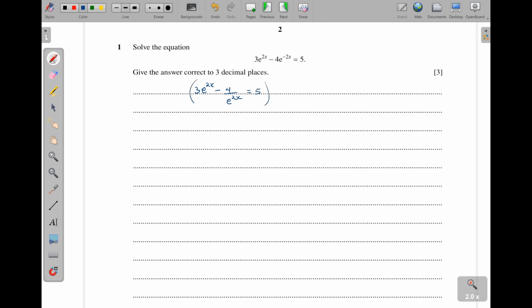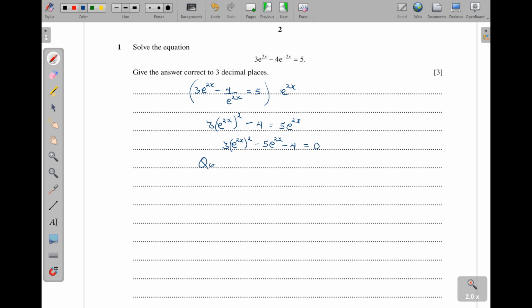Then I can multiply everywhere by e to the power of 2x such that I eliminate this denominator. So I'll get 3 times e to the power of 2x squared, minus 4, equals 5e to the power of 2x. So I can bring this one to this side, and then we have 3 e to the power of 2x squared minus 5 e to the power of 2x, then minus 4, which is equal to 0. So this is a quadratic equation.